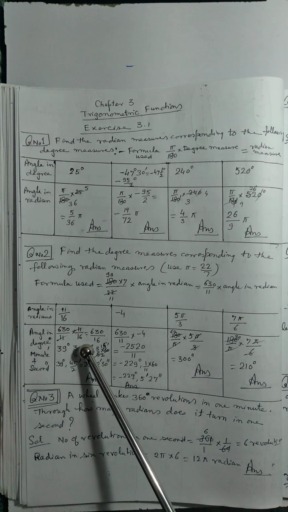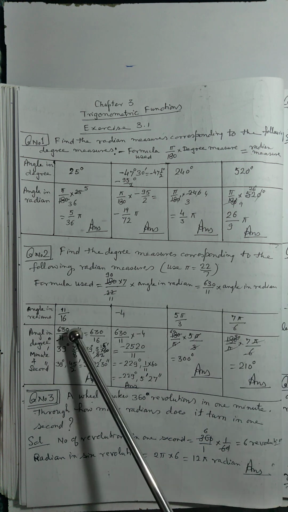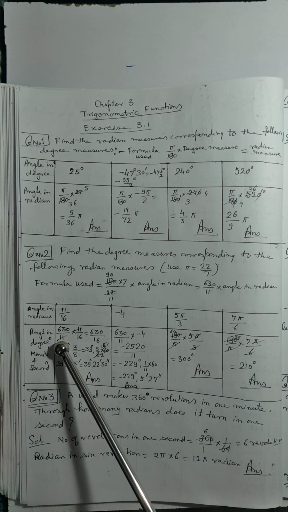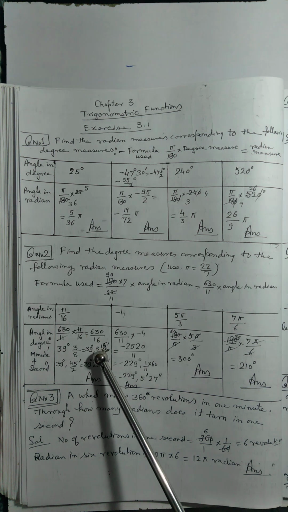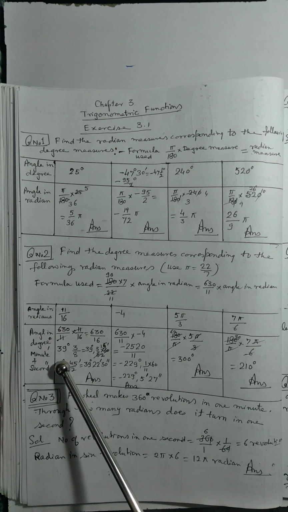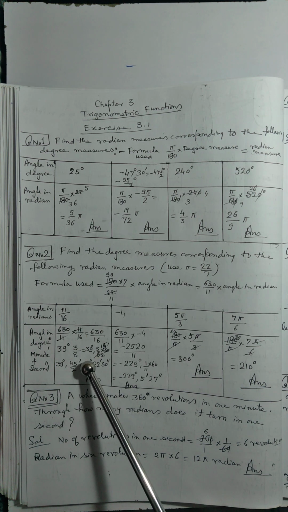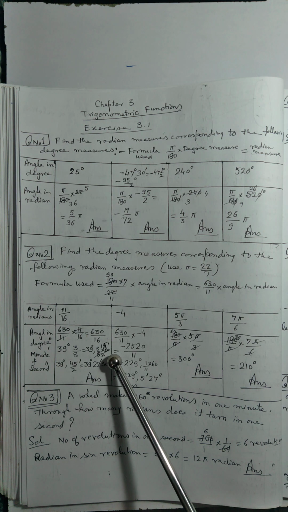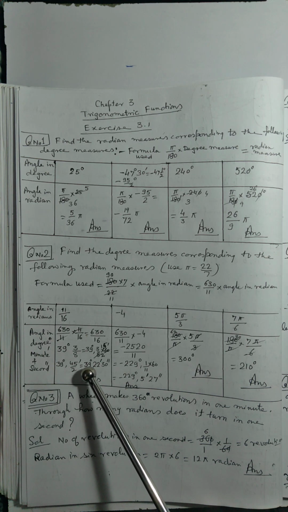630/11 into 11/16. You see, 630/11. Angle in radian is given, that is 11/16. So 11 and 11 will be cancelled. You will get here 630 divided by 16. And if you further solve it, you will get 39 and 3/8. 39 degree will be as a whole number, and 3/8 will be further changed into minute by multiplying 60. It will be equal to 39 degree 45/2 minute.